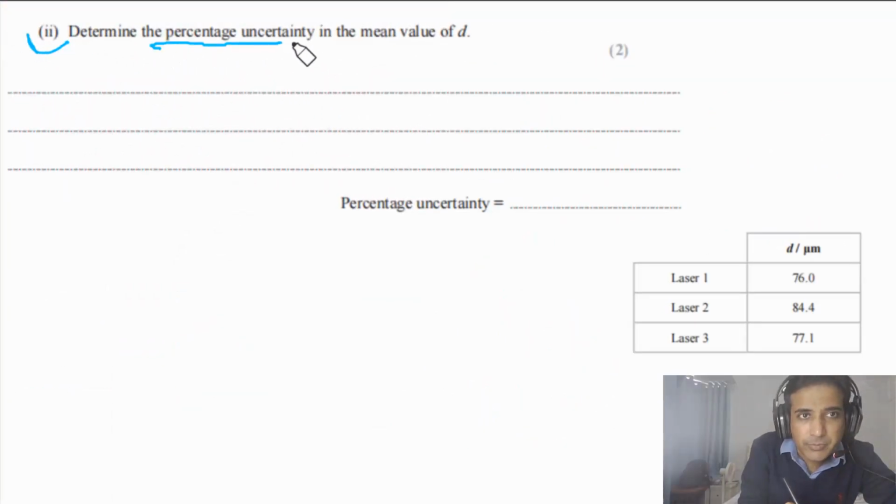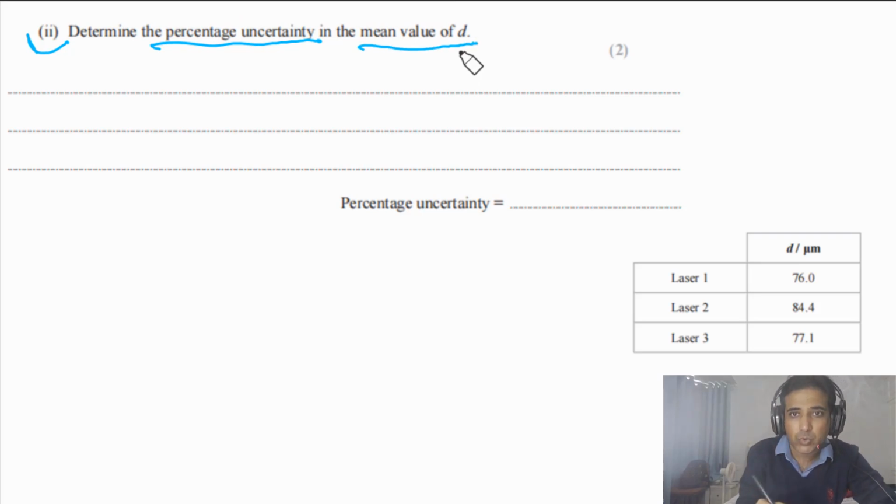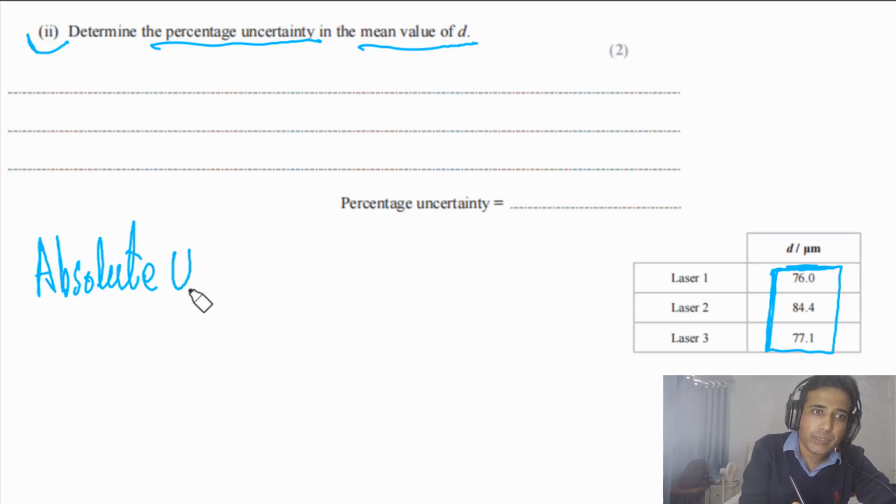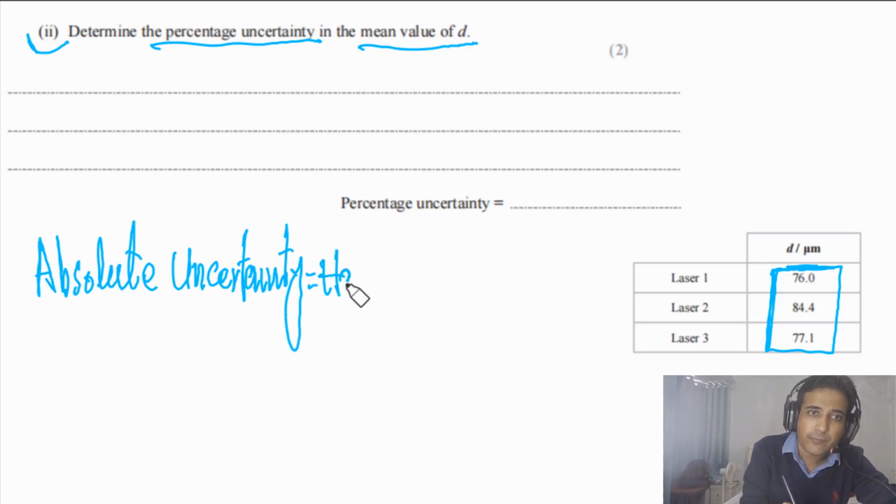The second part says determine the percentage uncertainty in the mean value of d. In this case you can see we have multiple readings, so we have to use the half range method. First of all we will try to find the absolute uncertainty. So absolute uncertainty in data is equal to the half range.